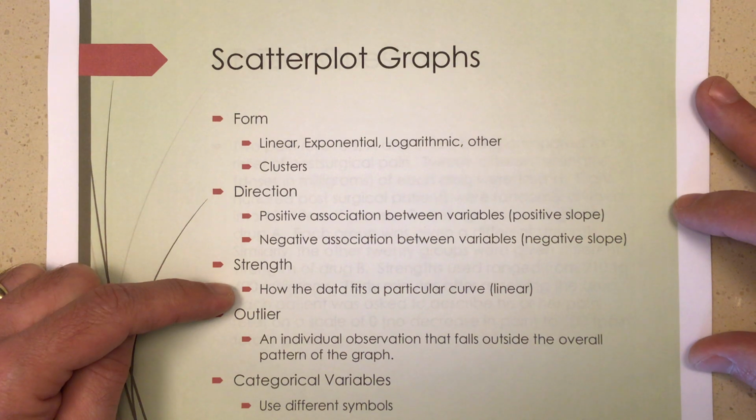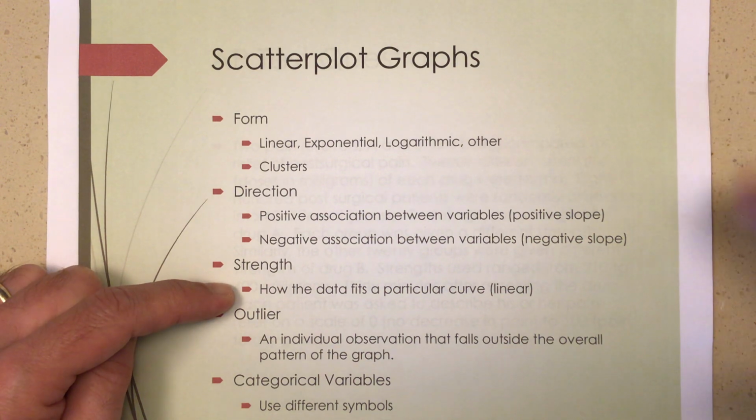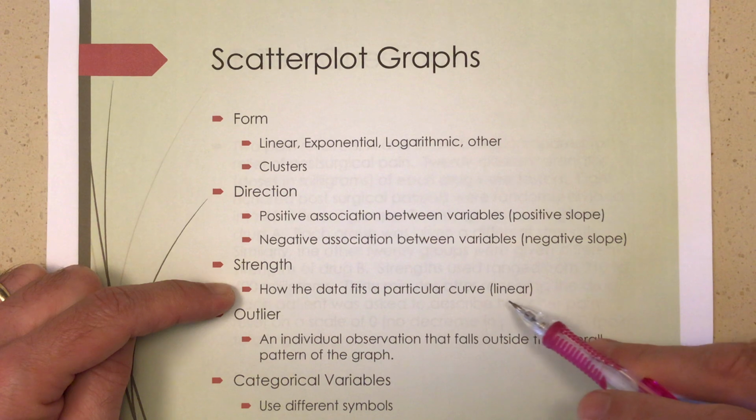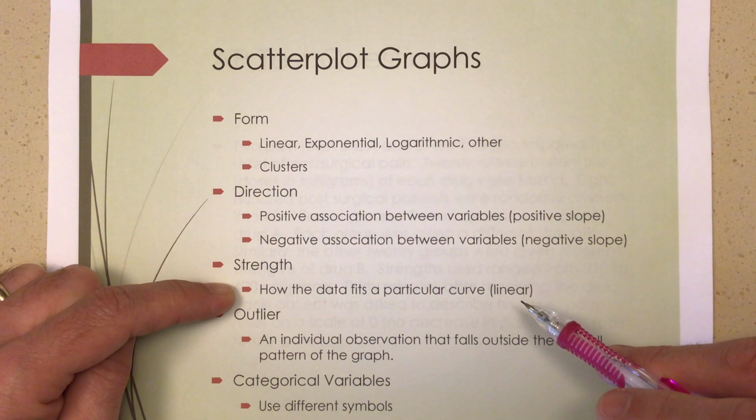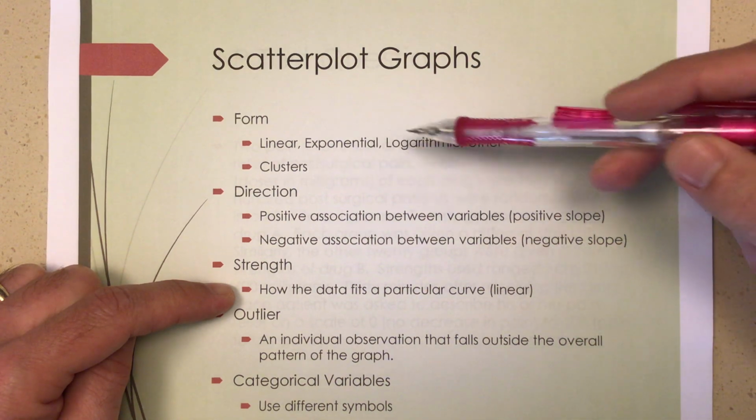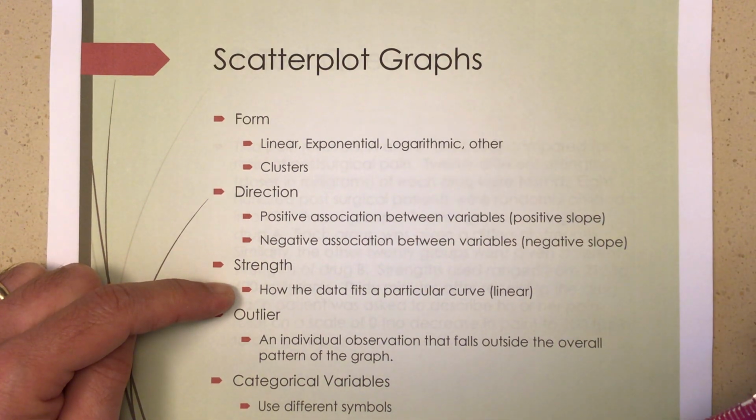For the rest of chapter 3, we're going to focus on linear. So right now, I just put linear in the notes because that's what we're going to be focusing on. In chapter 4, that's when we're going to start looking at some of the curved relationships. But for now, when I say strength, it's going to be how well does it fit a line.